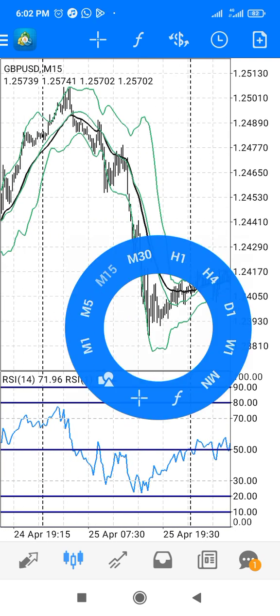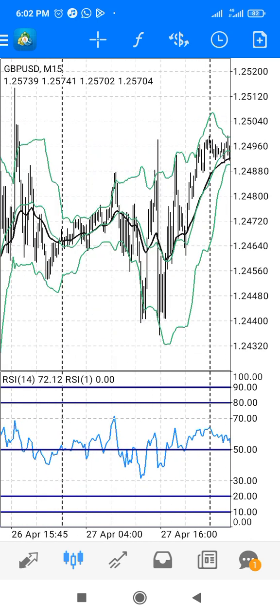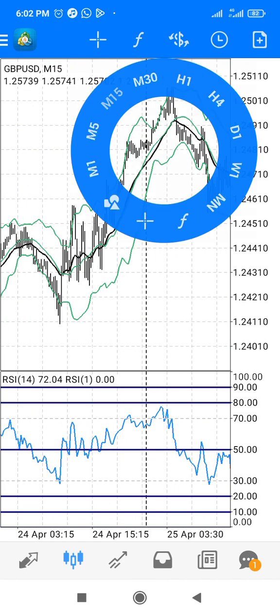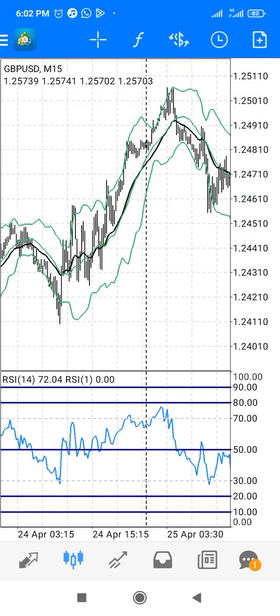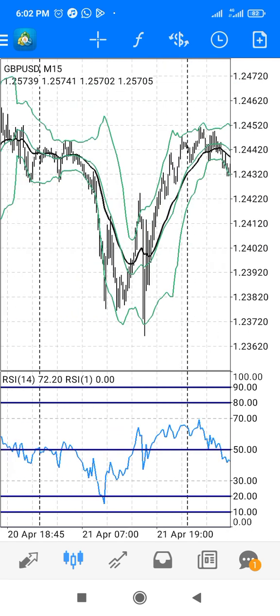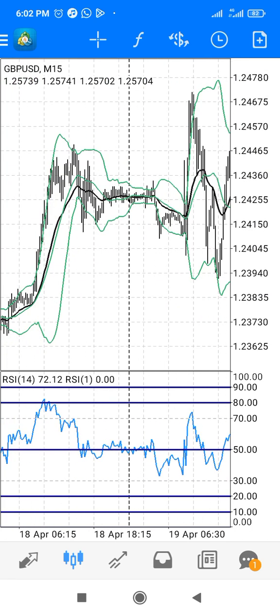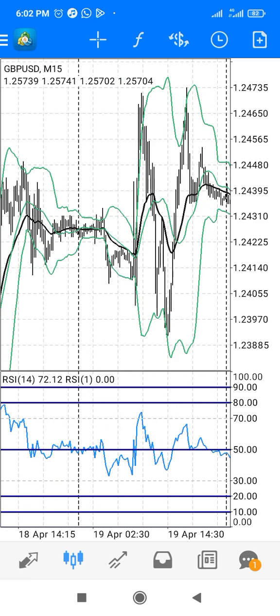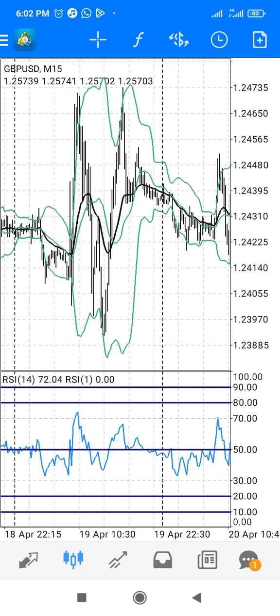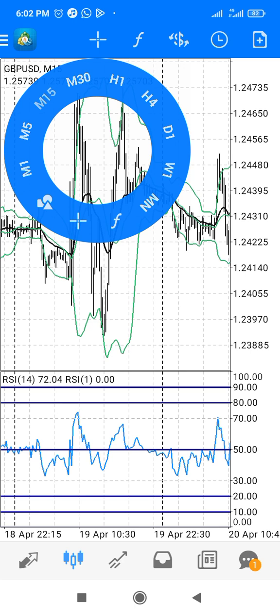Here's another turning point. The market reversed there. So let me look for turning points up. You can see this is one turning point. The market's reversed here and started coming down. Look at another turning point here. Okay, here, yes, the market reversed here and started coming down too.